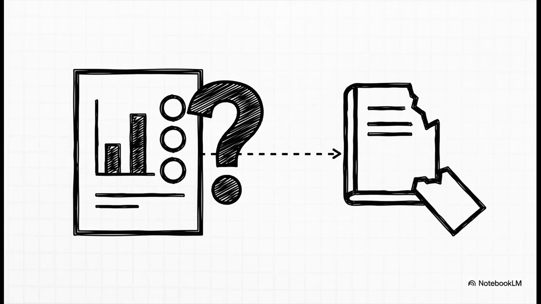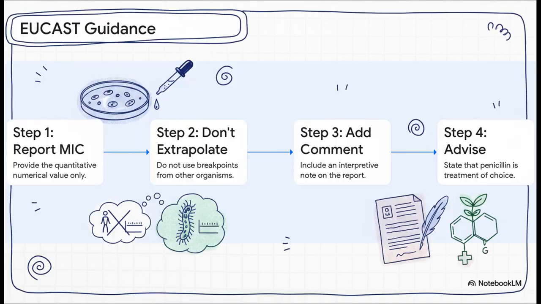And here is the critical gap. We can generate an MIC value in the lab, no problem. But without official EUCAST clinical breakpoints, we have no standardized way to interpret it. And that means we can't report a simple susceptible, intermediate, or resistant result back to the clinician. So what are we supposed to do? Well, thankfully, EUCAST gives us clear guidance for this exact situation.